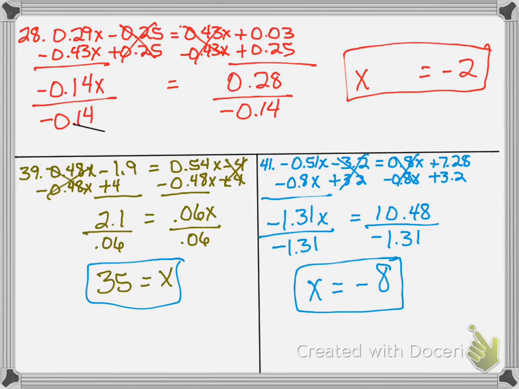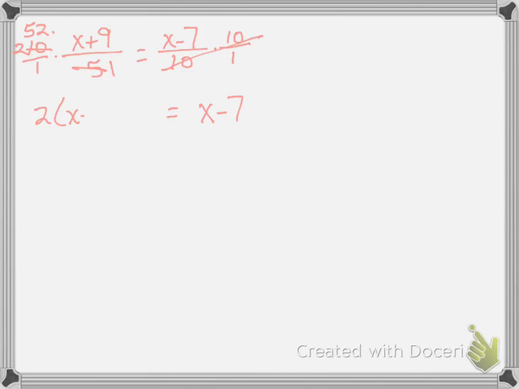Let's do number 52. Number 52 is x plus 9 over 5 is equal to x minus 7 over 10. Okay. I'm going to use 10 to multiply both sides by. Cancels on that side, leaves me with x minus 7. Okay, I can reduce 10 and 5 by 5 and get 2, and I'm going to multiply that by x plus 9. Distribute my 2, I get 2x plus 18 is equal to x minus 7.